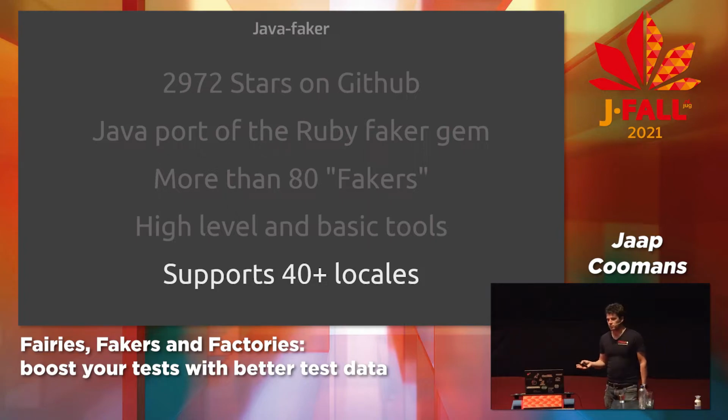And finally, it supports more than 40 locales. Might not always be something you're looking for, but if you're a company located in Germany, it might be very useful that the names in your test data are German. Or if you're in the Netherlands, that there are Dutch names or English names. There are quite a few differences in there, and that might matter.